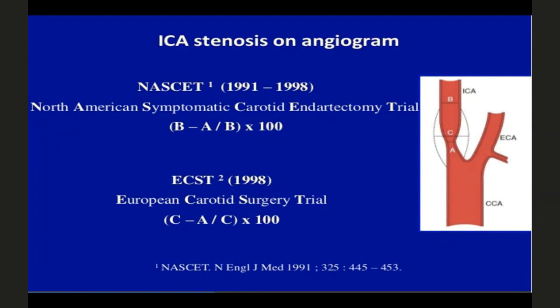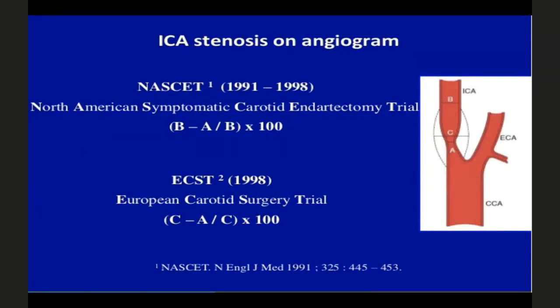In that trial, I just put in an image here so you can look at what we are measuring. There are 3 measurements given in my picture. One is A, which is the narrowest portion of the ICA bulb, which is the pathology there. The next one is B, which is the distal normal appearing vessel in the ICA. And then C would be the expected dimension of the bulb.